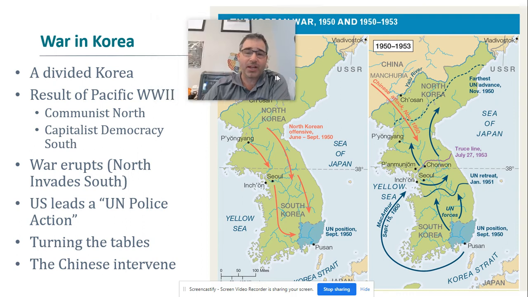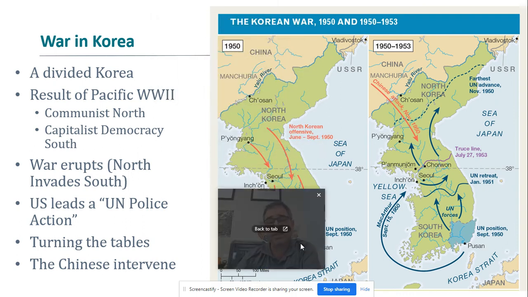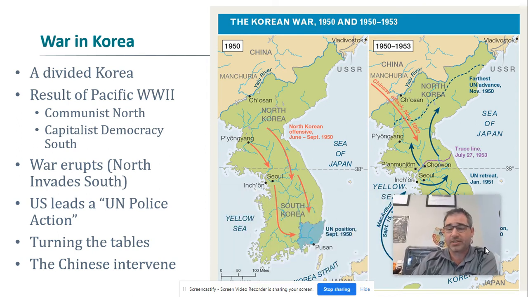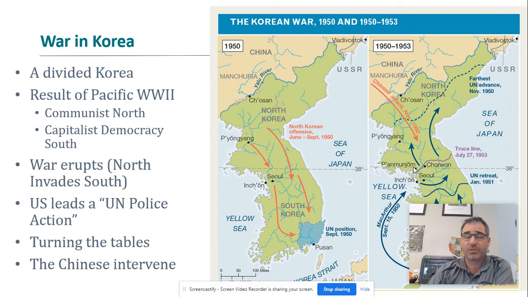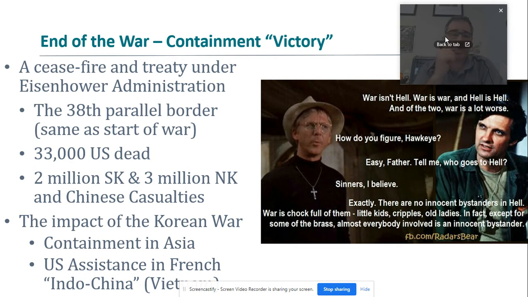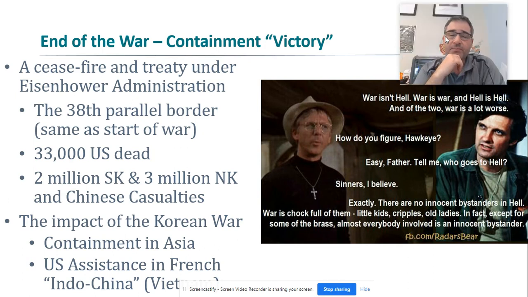Now, this was the same line that the war started at, which means after all of the death and after all of the fighting, the United Nations and the United States settled on a border that was almost exactly the same as what it had been before the war. And the United States called this a victory because they had contained communism. There's a ceasefire. And that means they stop fighting.